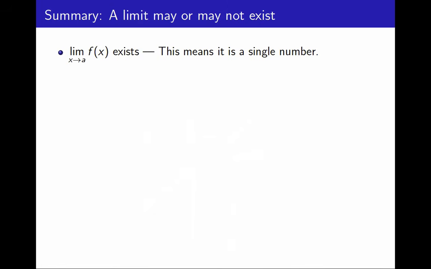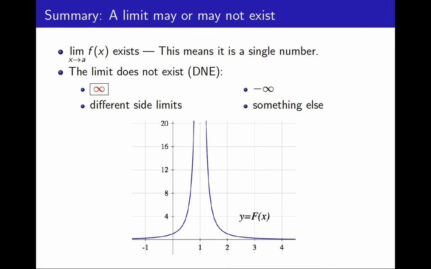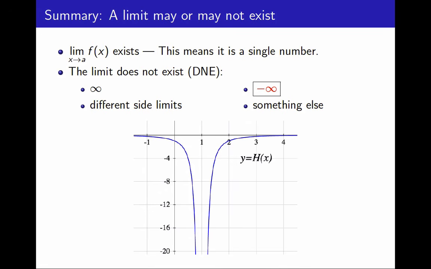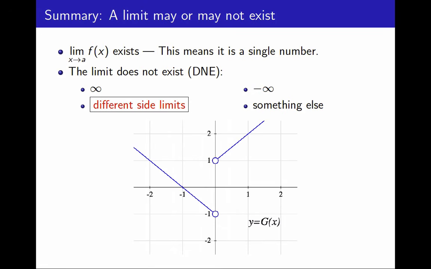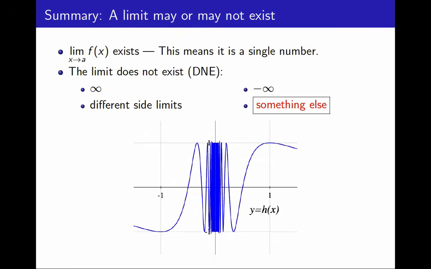If this doesn't happen, we say that the limit does not exist. And the limit may not exist in different ways. Perhaps it doesn't exist because the limit is infinity. The function grows arbitrarily large near this point, like the one in this graph. Or perhaps it is minus infinity. Or perhaps the two side limits exist, but they have different values, like in this case. Or perhaps something else, like the one in this graph. In this case, the limit does not exist because near the point, the function oscillates widely. All those are different ways in which the limit doesn't exist, because as x approaches a, f of x is not approaching one single number.